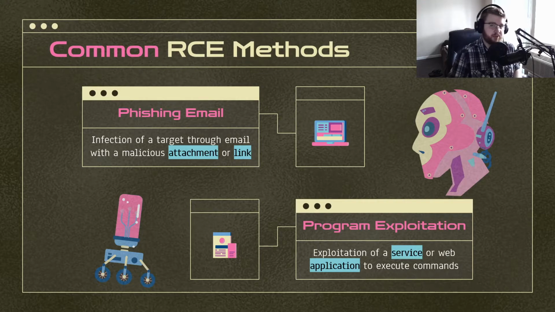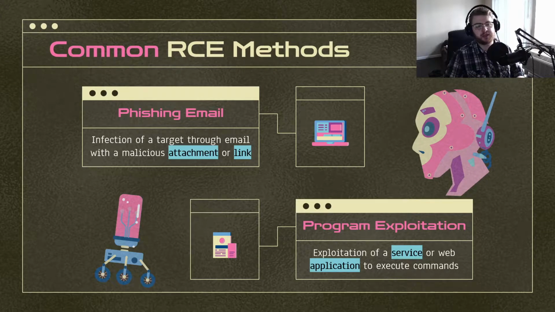Another way is program exploitation. This is not necessarily something that can be prevented through, say, phishing email training. This is just a systematic flaw in how the program is operating, such that if an attacker was to interact with it maliciously, it would give them access to some sort of command line environment or let them run arbitrary commands on that computer.